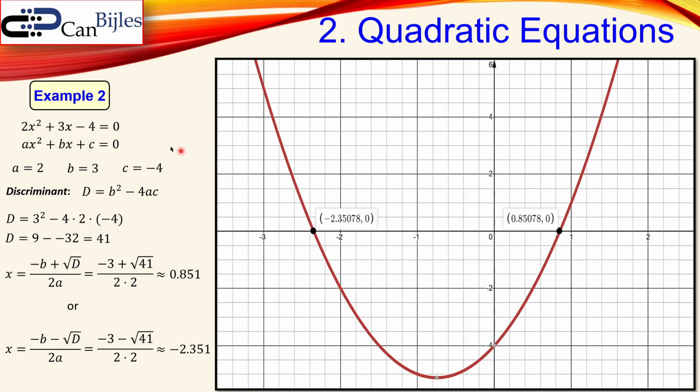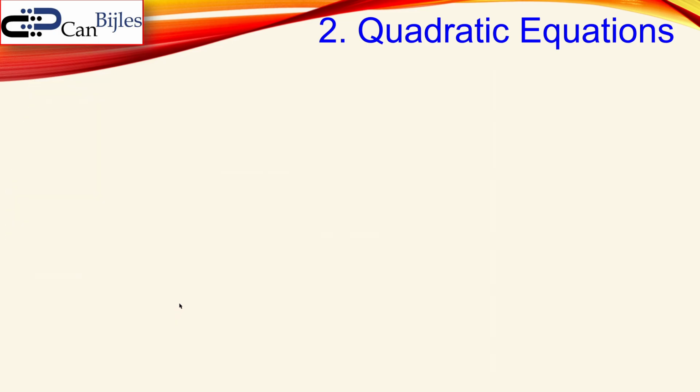This is the red graph, which is the equation 2x squared plus 3x minus 4. It is intersecting the x-axis, which is our y equal to 0. We see two intersections in this case again. So we have here 0.85078, which is approximately this. And the second one is here minus 2.37078, 0, which is this approximate solution. Okay, this is also verified using the graph.